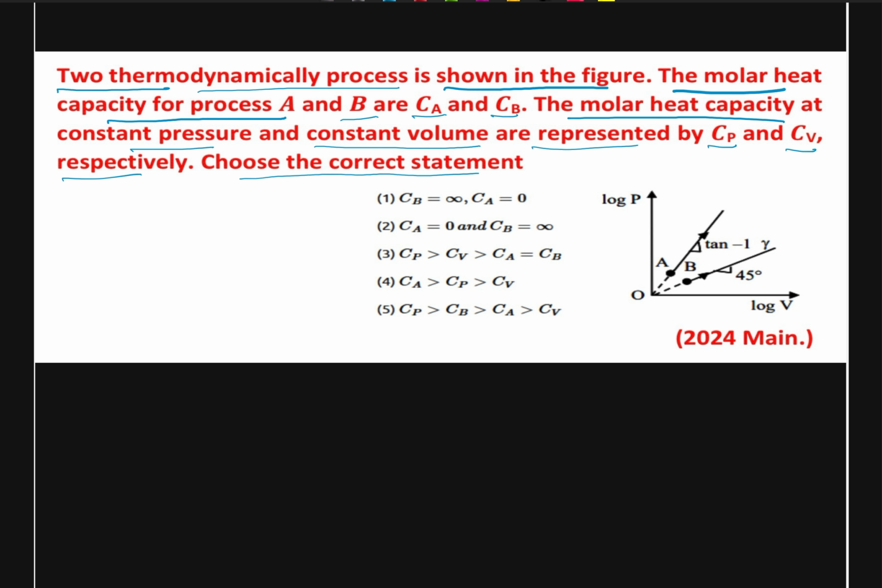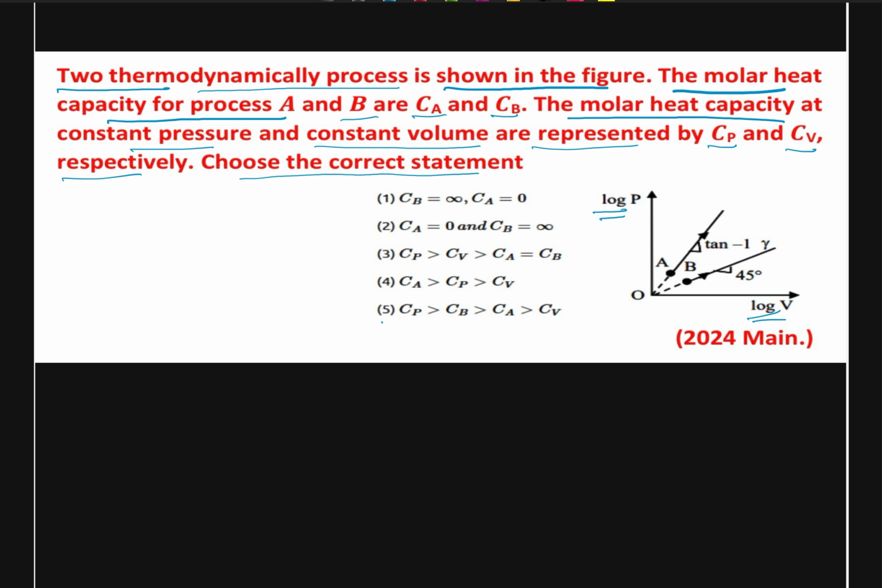In this case we can see that there are 5 options, because in the 2024 examination there were 4 options and none of them was the correct one. So we have added this 5th one so that we are able to find out which is the correct option. A basic PV diagram is given, but it is given in terms of log of P as well as log of V. And there are 2 processes, both with molar heat capacities C of A and C of B.